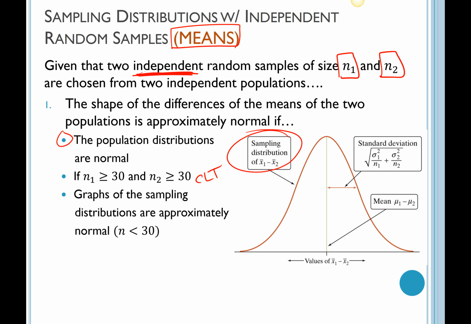So again, if the population distributions are normal, so are the sampling distributions of P, and this time it's going to be x bar 1 minus x bar 2 because we're talking about means. If the population distributions are not normal, then we're going to use n1 greater than or equal to 30 and n2 greater than or equal to 30 with a central limit theorem statement, allowing us to conclude that the sampling distribution of x bar 1 minus x bar 2 is going to be approximately normal.